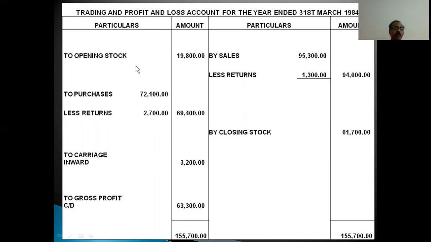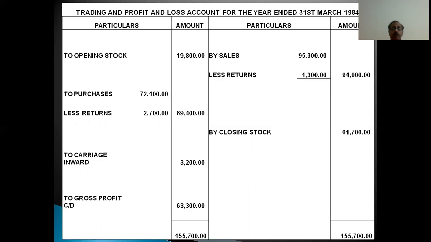After recording these trading account particulars, the next step is to balance it. Please check which side is more. 94,000 plus 61,700 is 1,55,700. Here on the debit side, 19,800 plus 69,400 plus 3,200. The debit side is less than the credit side, or we can say the credit side is more than the debit side. So that is why it is a credit balance. That balance figure will be treated as gross profit. The balance figure is 63,300. So this is the gross profit. You can see gross profit carried down, 63,300.